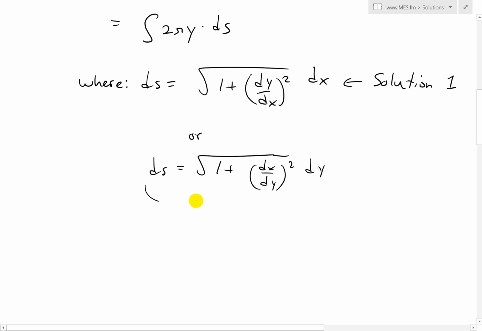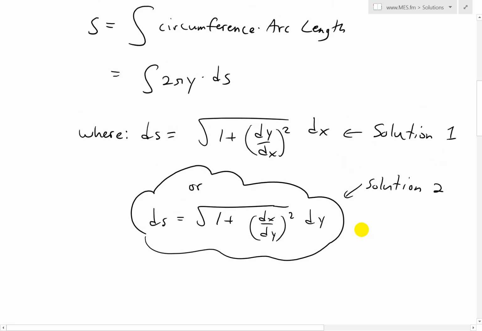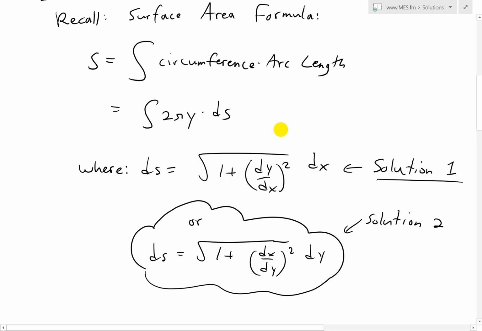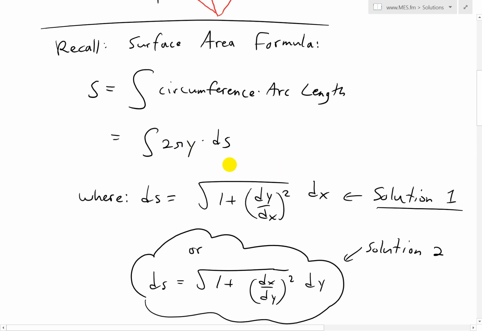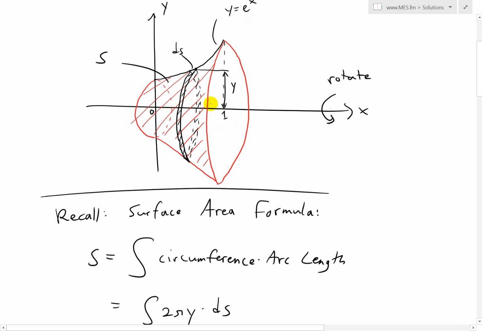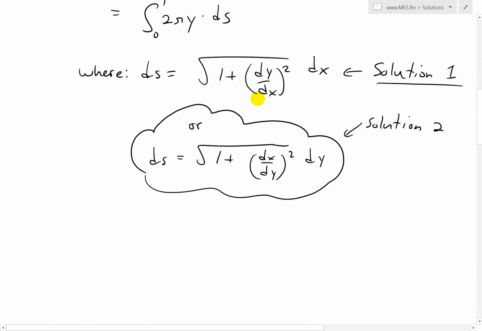So this one here, put this in a bubble. I'll call this solution 2, and we'll solve this in my next video. For this particular solution, solution 1, everything's going to be in terms of dx, or x, and we'll write y in terms of x as well. So the interval that we're integrating is going to be on the x-axis, so from 0 to 1.